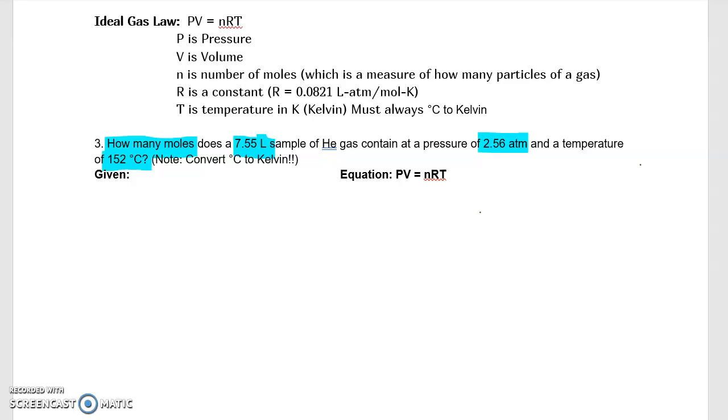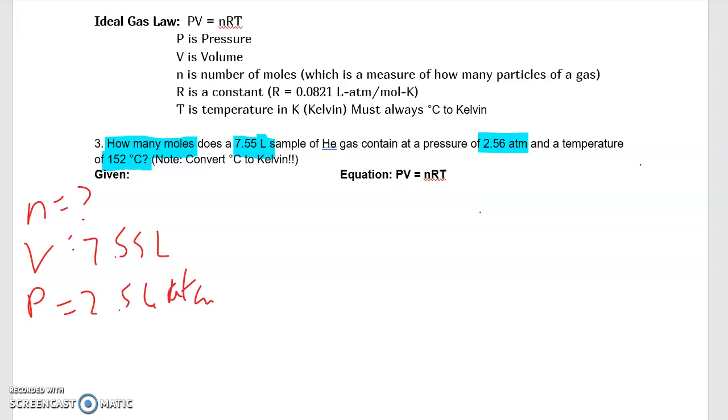So I'm going to start by writing down what I know. How many moles? That sounds like my unknown. And 7.55 liters, that sounds like volume. And 2.56 atmospheres is my pressure. And 152 degrees Celsius is my temperature, so 152.